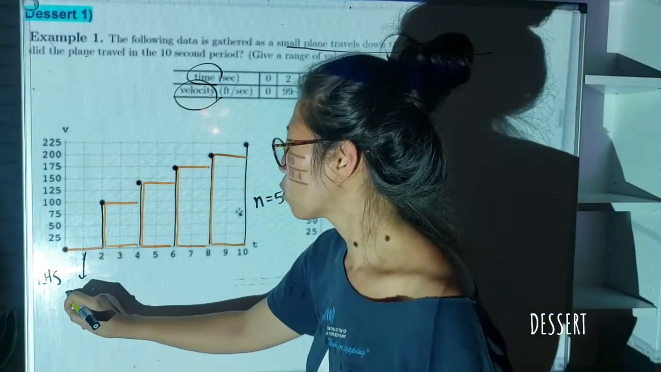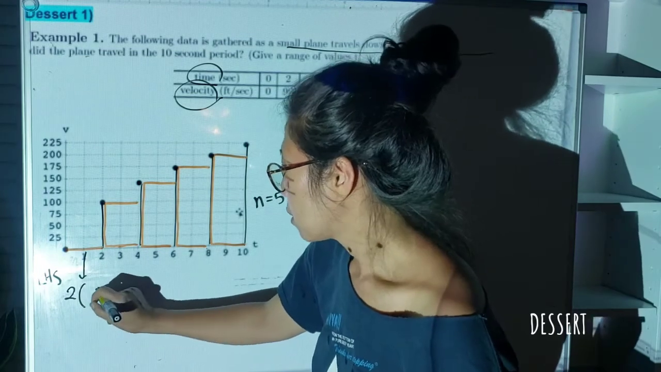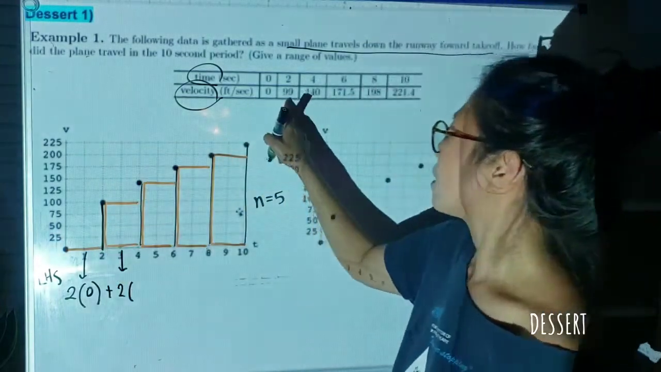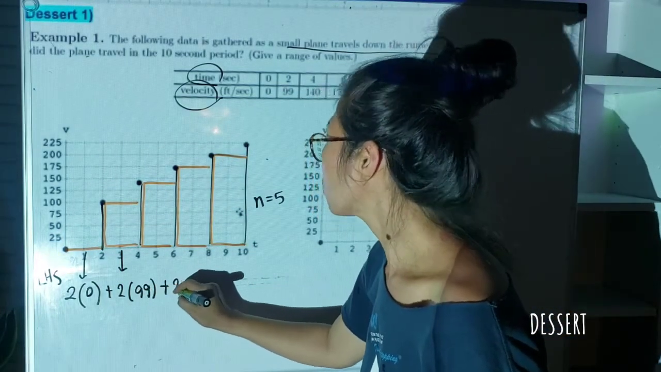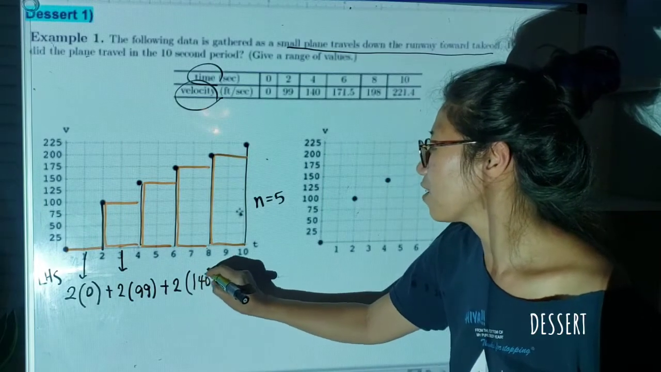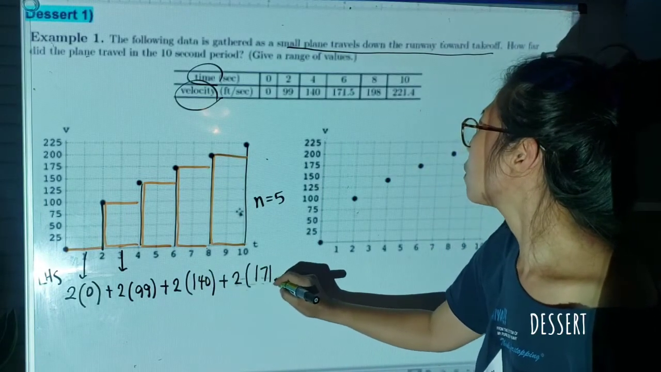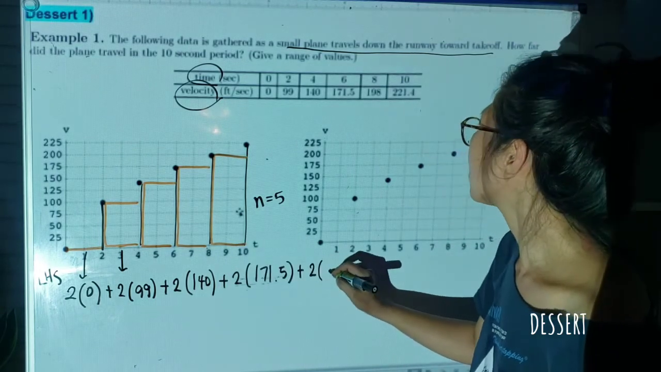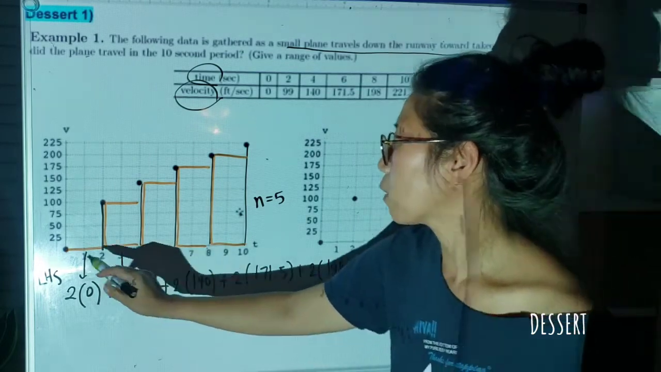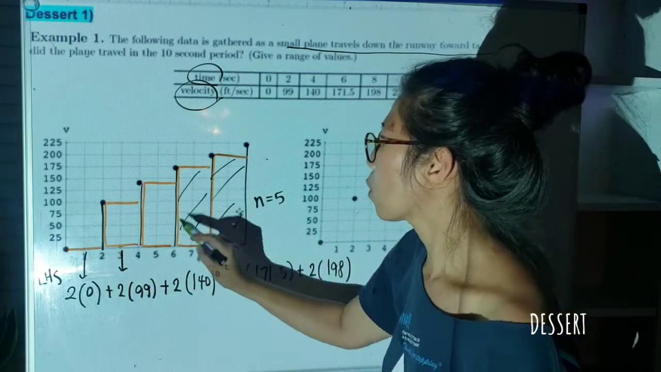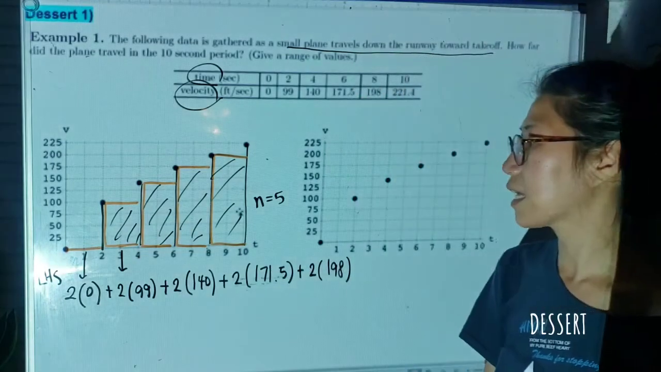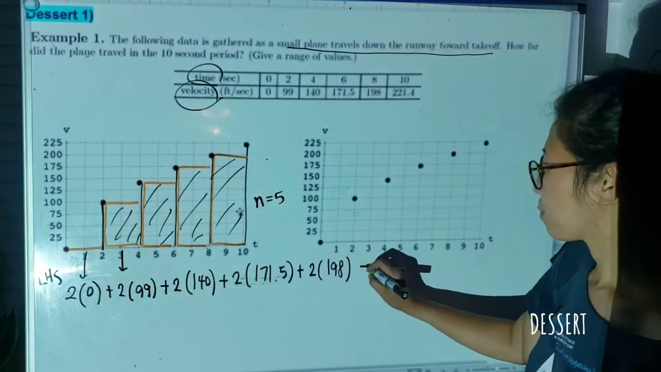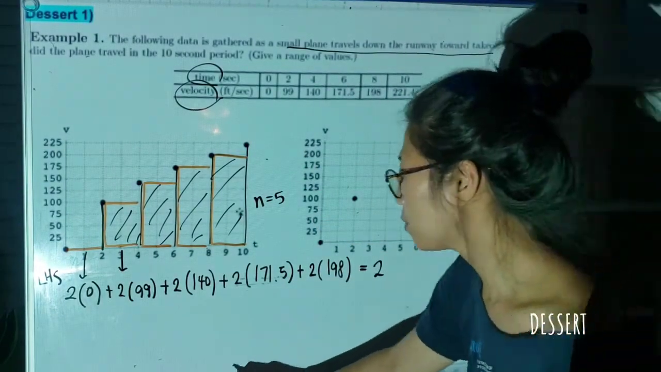So the first one, this is going to be 2 times 0. And the next one, 2 times, what's the height? 99, plus 2 times height 140. Are you getting there? Understanding okay? 2 times 171.5 plus, since this is the last one, 2 times 198. So if I want to find the area under this curve to find the distance traveled in the first 10 seconds by estimation, we can add these ones, and that will get me 2 times all those numbers.